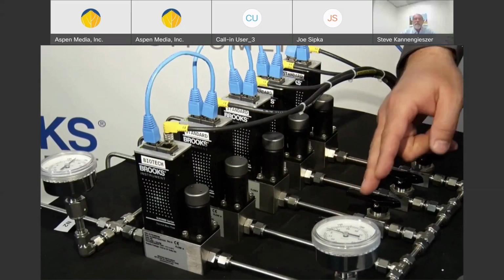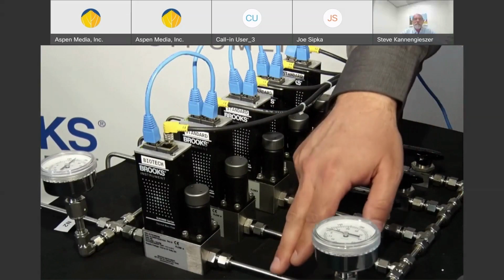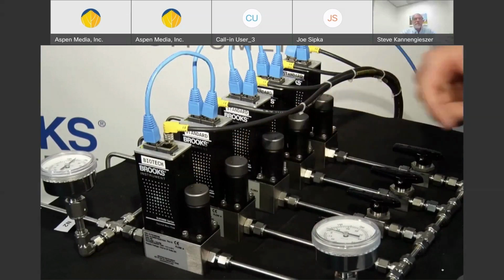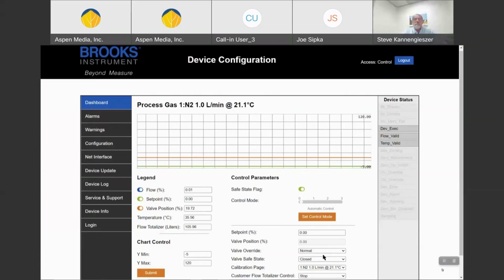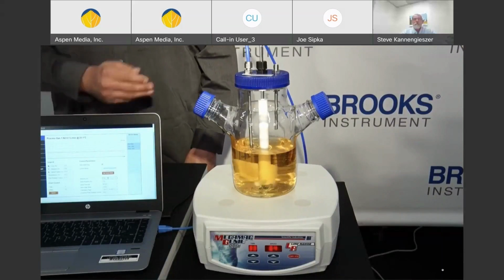Downstream of our MFCs, we have shutoff valves for each device prior to the gas manifold, with the exception of the first device. This device is the biotech version, which eliminates the need for the downstream valve due to its near positive shutoff capability. In place of PLC control, for this demonstration, we're going to use our embedded web interface to configure the device and monitor the process. The MFCs are flowing into our tabletop reactor vessel, which you can see here.